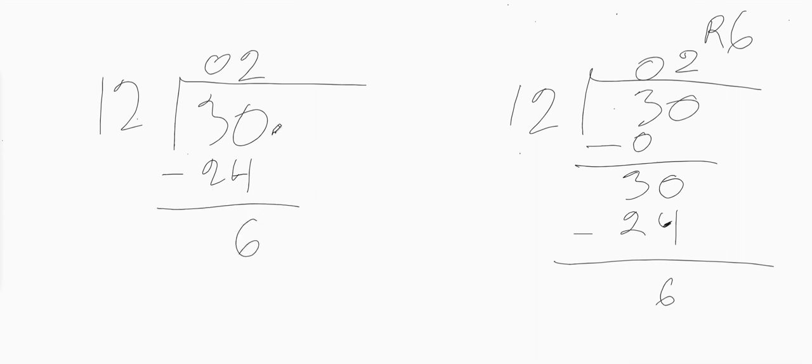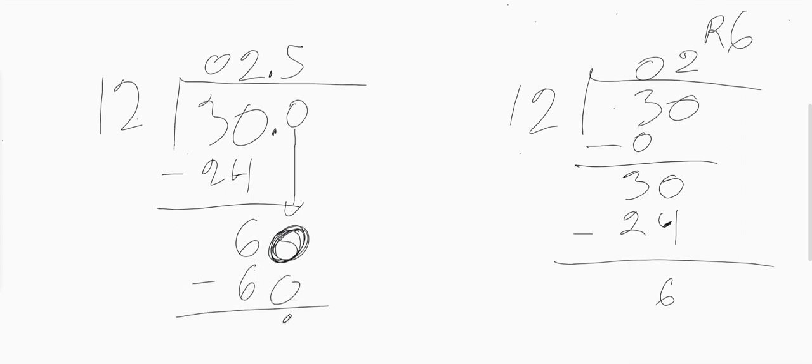I'm going to give you 12 divided into 30. You're going to put a decimal here, put a decimal here, add a 0, and bring down a 0. I'm skipping myself. 12 goes into 60 5 times. 5 times 12 is 60. Now your problem is done.